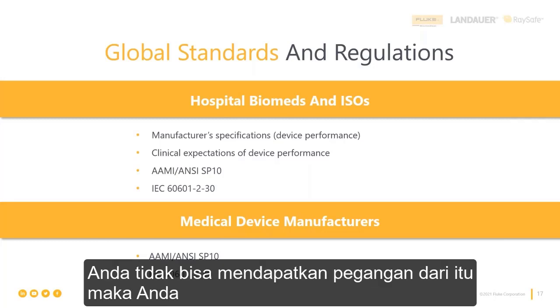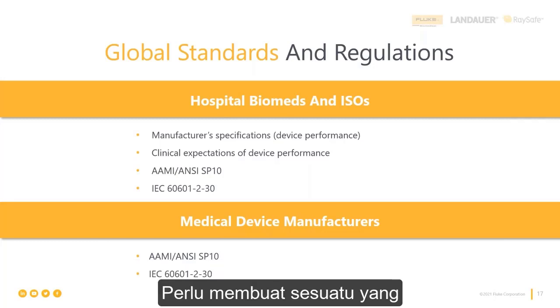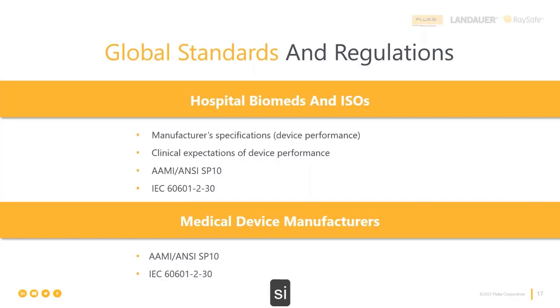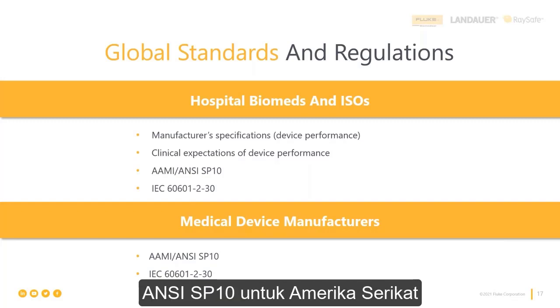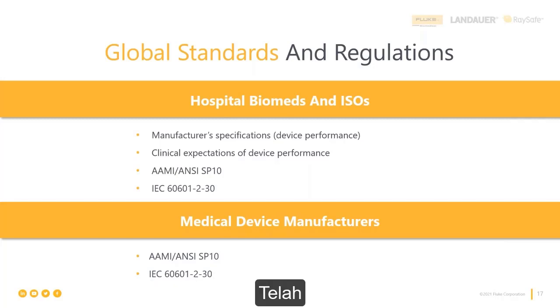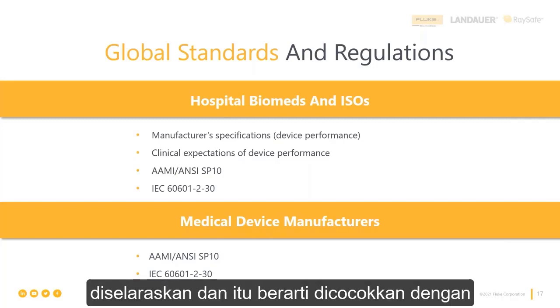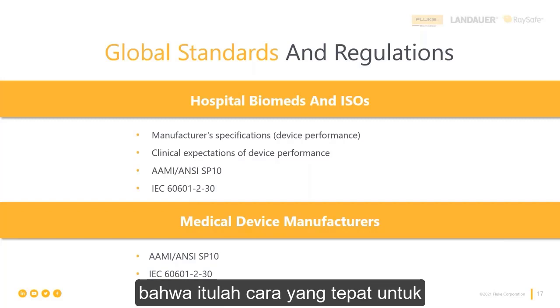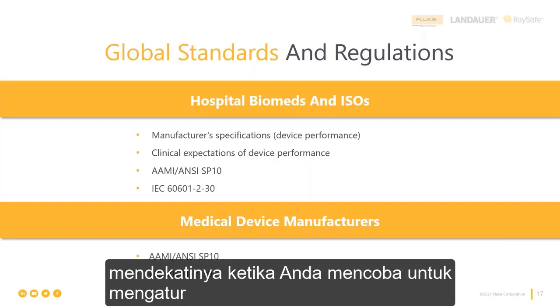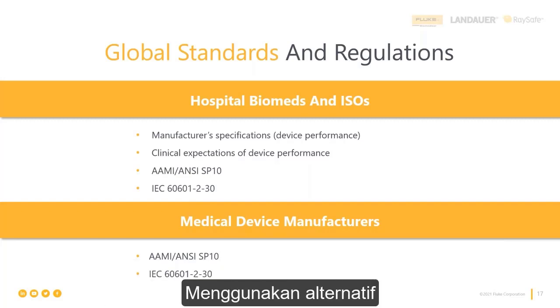If you can't get a hold of that, then you need to create one, or use the tests from the international standard. The ANSI/AAMI SP10 for the United States has been harmonized, which means made to match the IEC 60601-2-30. That's the right way to approach it when you're trying to set up the test procedures, especially if you're using an alternative preventive maintenance scheduling program.